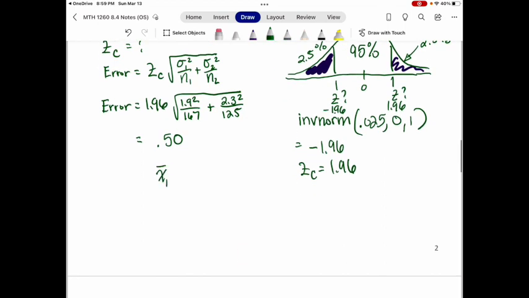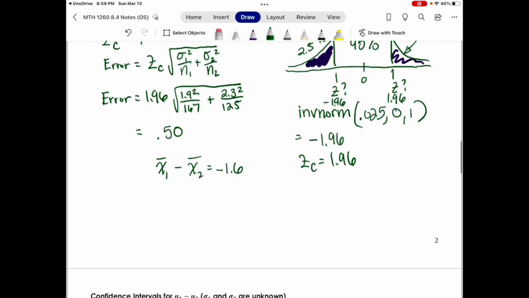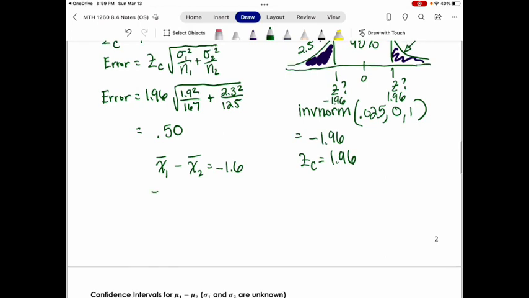Now we're trying to estimate the difference between our means, and our point estimate is our x1 minus x2. If I take my x1, which is 5.2, and I subtract my x2, which is 6.8, what I'm going to get is negative 1.6. So I'm going to take my point estimate, which is negative 1.6, and I'm going to subtract my error. And I'm going to add my error, which we said was 0.5, to get my lower and my upper bound of my interval.